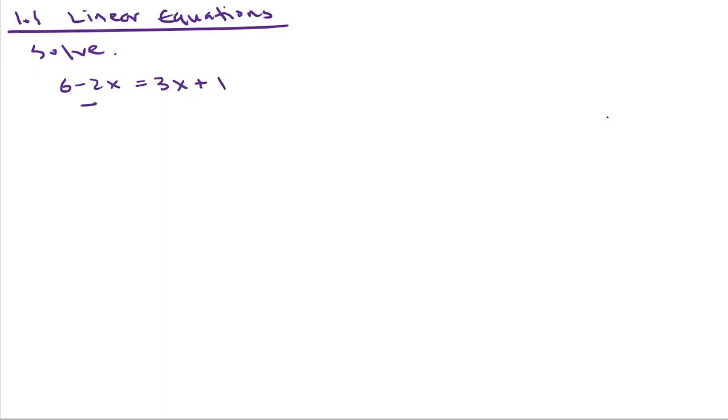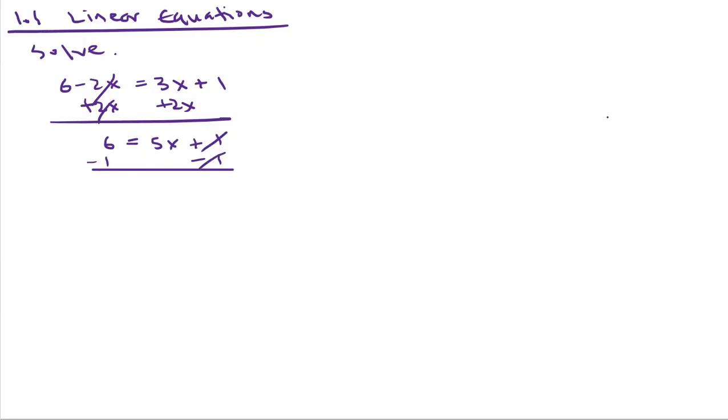So we're going to add 2x to both sides. All right, so that cancels out, and we have 6 left over, and then 3x plus 2x is 5x plus 1. Then we subtract both sides by 1, and then our 1's cancel, leaving us with 5 is equal to 5x. Then we divide both sides by 5, and then x gives us 1, okay? Which a lot of you got, which is wonderful.